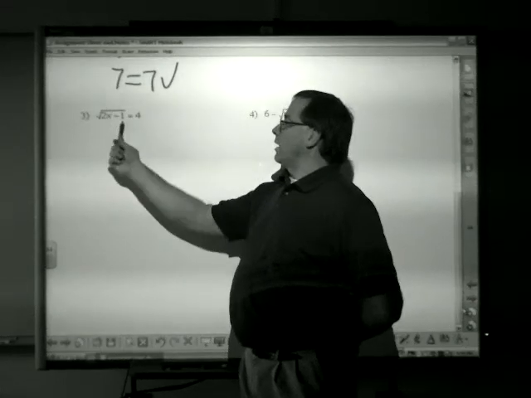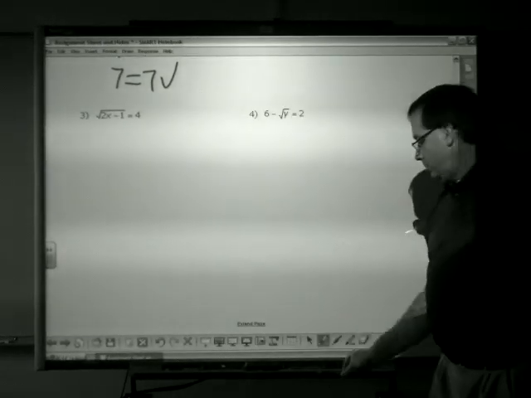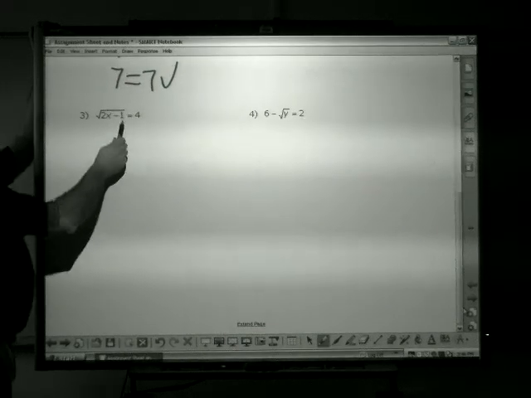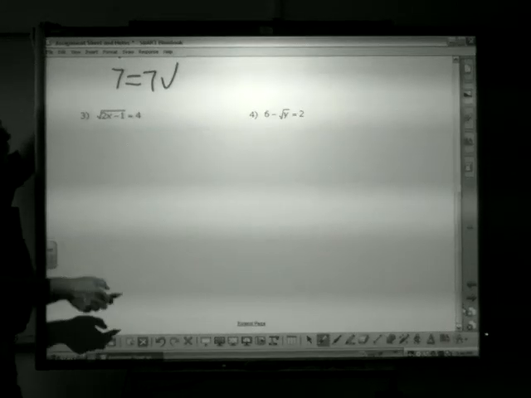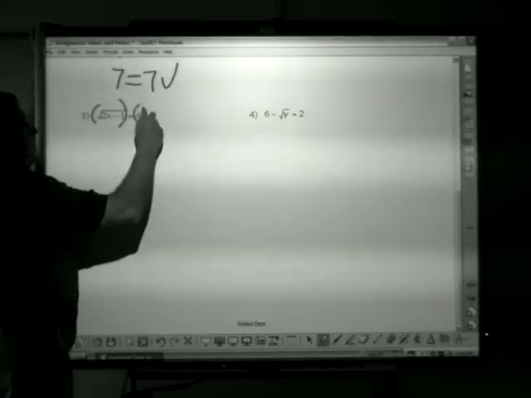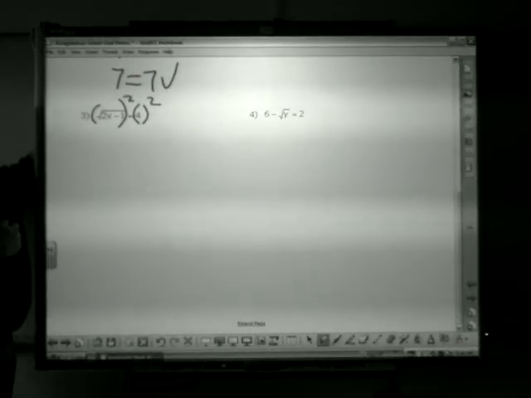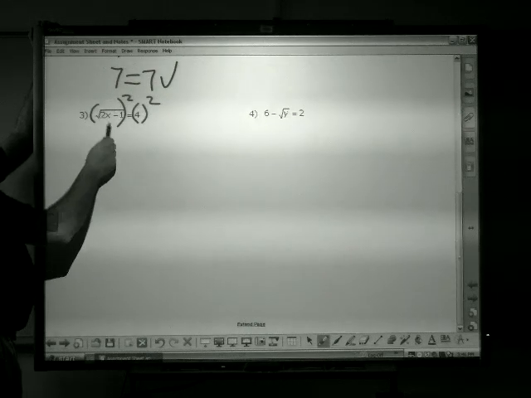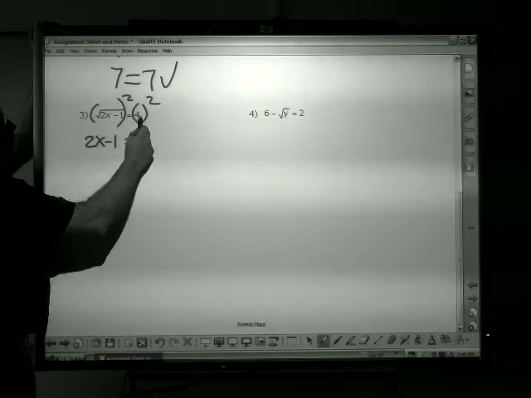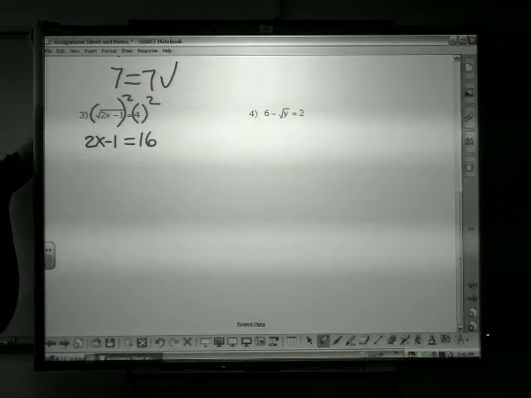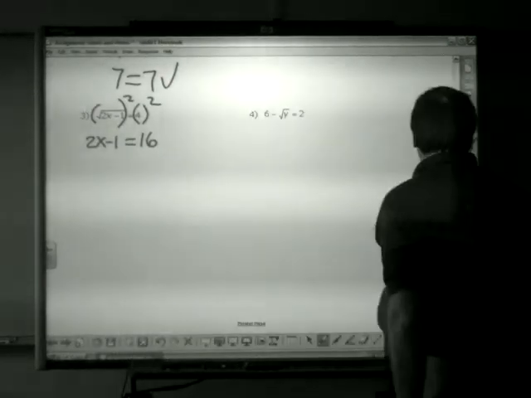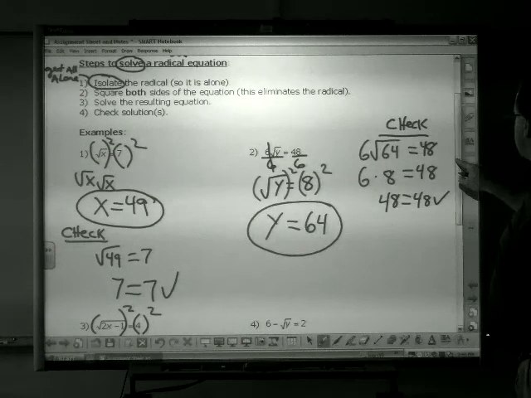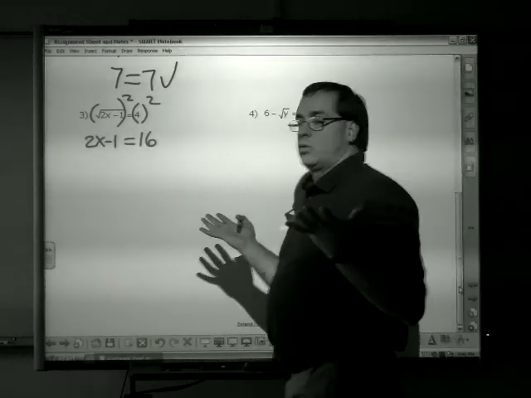Step 1, isolate the radical. It is isolated because everything that you can see is under the radical sign. So this is isolated. Step 2, square both sides. Okay. The square root of anything squared is the anything. 4 squared is 16. Okay. Now let's see what step 3 said again. Step 3, solve the resulting equation. All right, well, I've got something here to solve now. So I just solve it like I normally do.